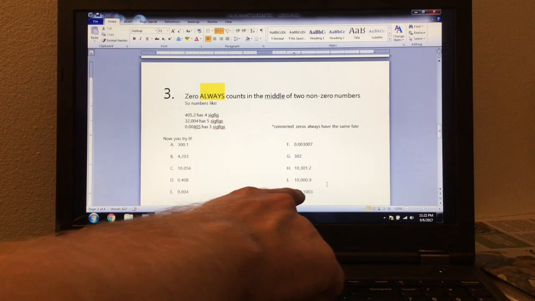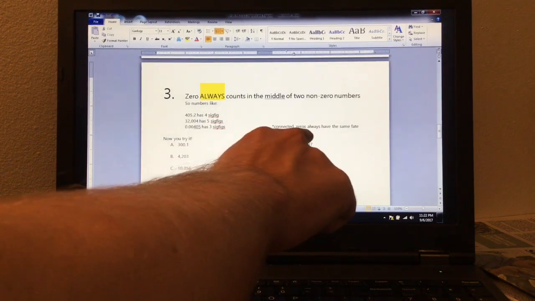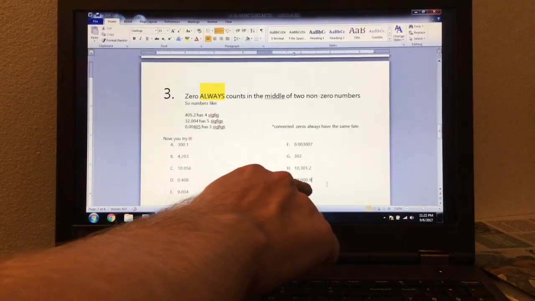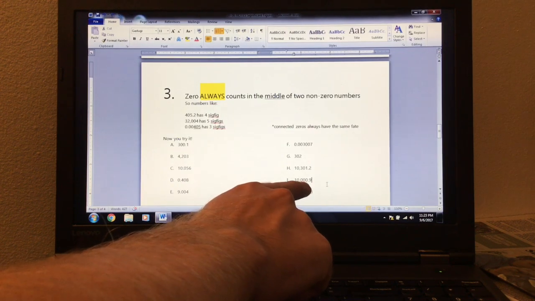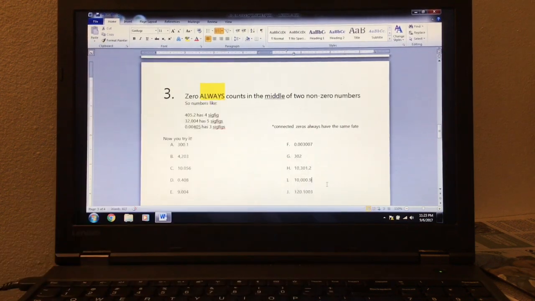Even this one, all of these zeros are connected. Connected zeros always have the same fate. They will either all count or they all won't. So do they? There's a 1 to the left and a 9 to the right. That means they're in the middle, and that means they always count.